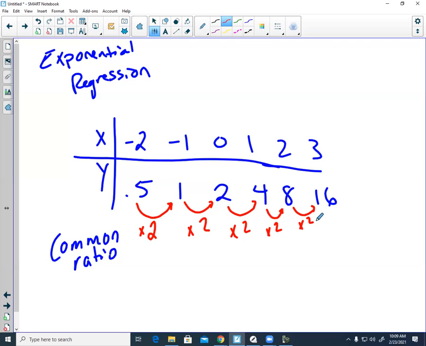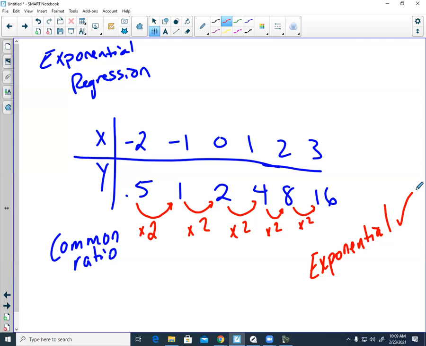One thing I'll mention, but not write about, is if you're dividing by a number, like going from 10 to 5 to 2.5 to 1.25 and so on, I'm dividing by 2, but that's essentially the same as multiplying by 1/2. As long as your ratio is consistent from the first to the last, it is exponential. So the question would say, is this exponential? We would say, yes, this is exponential, and the common ratio is 2.